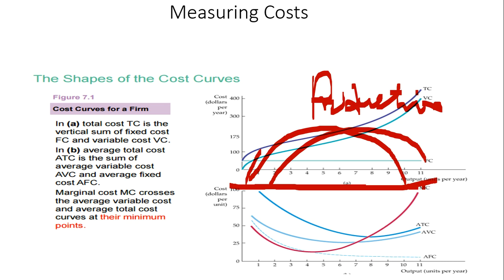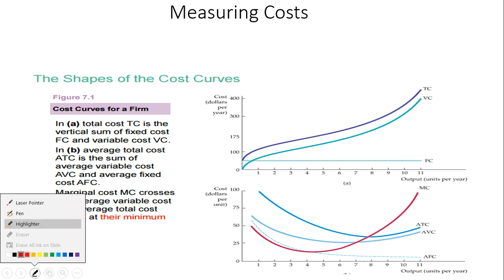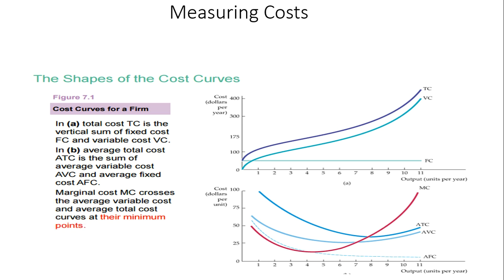In short, if you know how to do interpretation from the production side, it will be easy for you to do the interpretation from the cost side, because the two are somewhat related, only that the relationship is negative. So what you are seeing is that in A, the total cost curve is the vertical sum of fixed and variable, and we have already discussed that total cost is just equal to variable plus fixed cost.